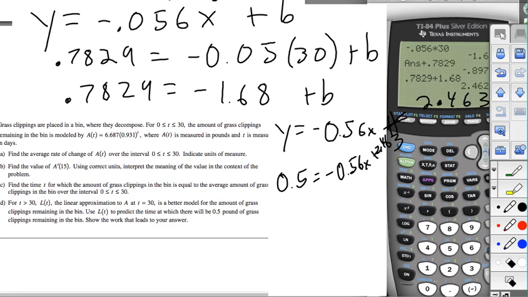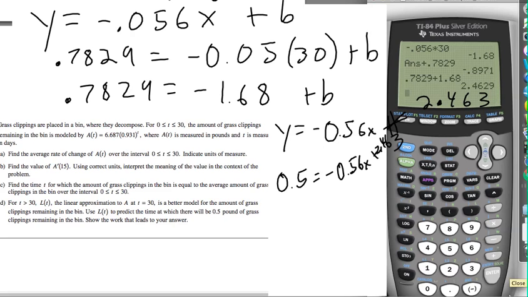So over here in the calculator, we're going to do that work, and we're going to hopefully do that work correctly. We're going to take 0.5. First, we're going to subtract the y-intercept, and we can even use the answer feature in our calculator to do that. Then we're going to divide by this value, and that should solve for our x. So we're going to divide by negative point, and I believe it's 0.056.